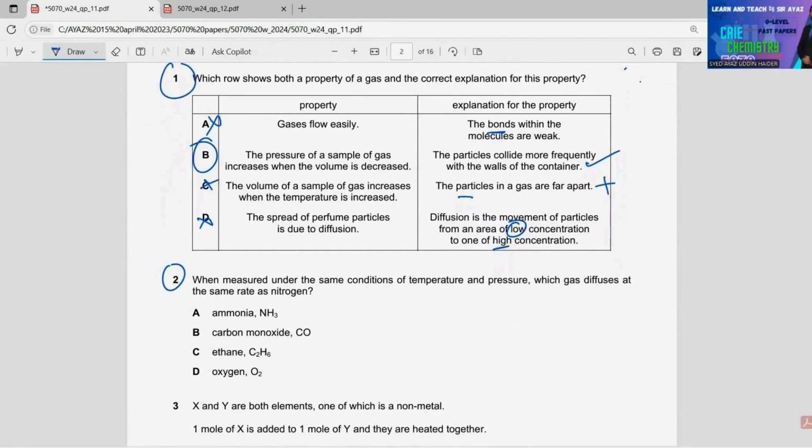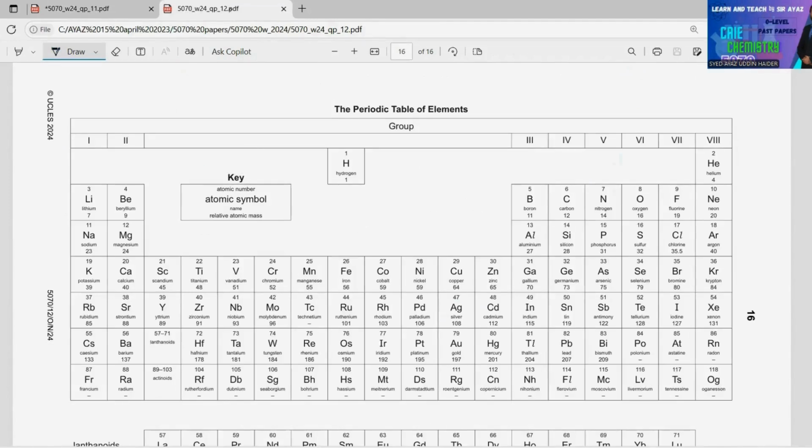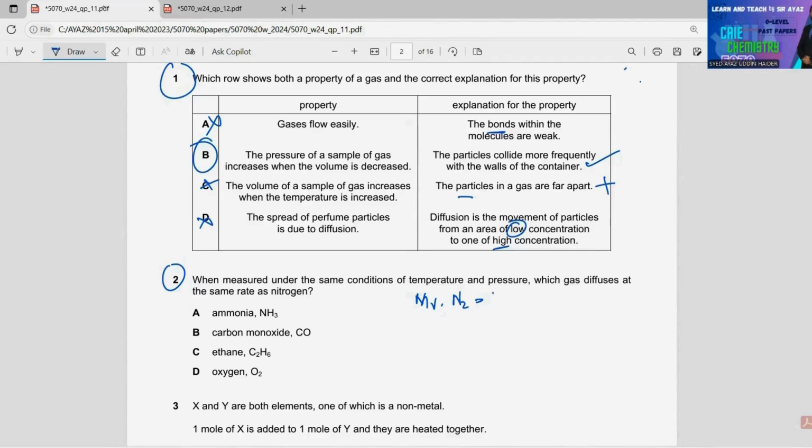Number 2. When measured under the same conditions of temperature and pressure, which gas diffuses at the same rate as nitrogen? What I will do in this case is calculate the Mr of these. So first of all, what will be the Mr of nitrogen? Then the gas having the same Mr as nitrogen will diffuse at the same rate. Nitrogen here is in group 5. 14 is the Ar, so 14 multiplied by 2, we have 2 atoms of nitrogen. We get 28.